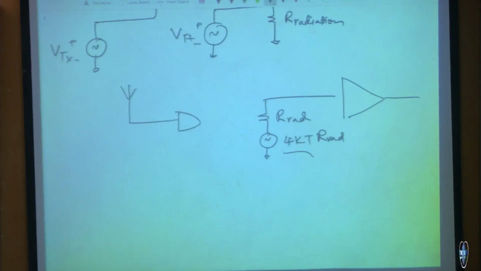So this is the key point: Vn square of the antenna is equal to 4 kT R radiation, and again this can be times delta f, over delta f.